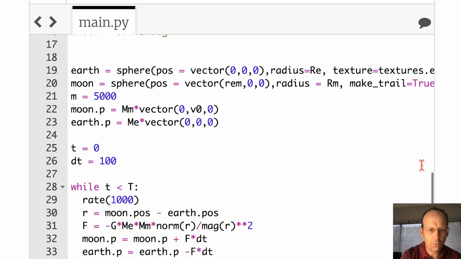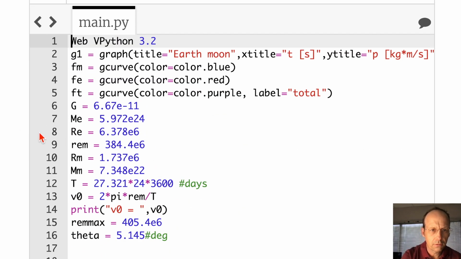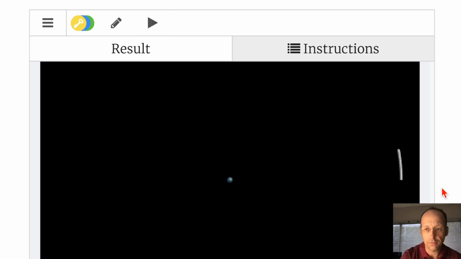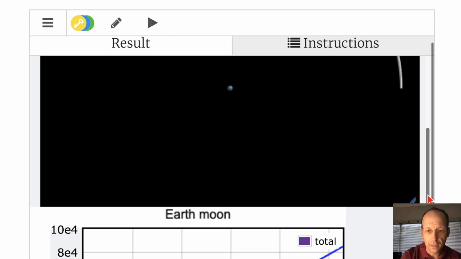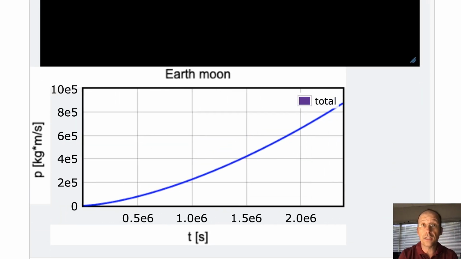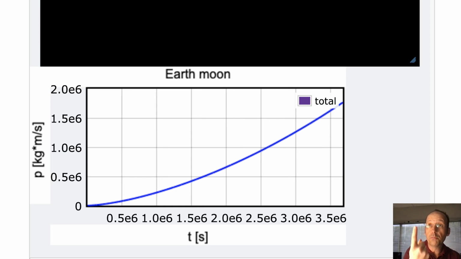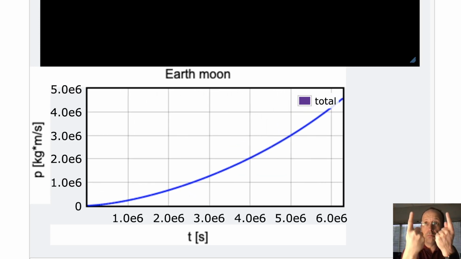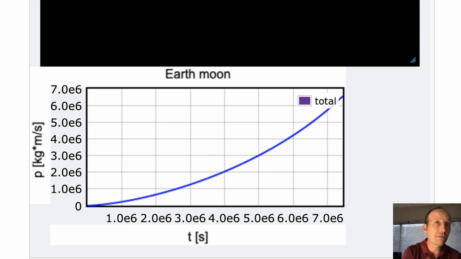Okay, it should still work. Let's try running it again. Maybe it's just the internet. Okay, there it goes. I don't care about that. I care about this. And you can see right here that the Earth does indeed move. Look at this. The moon's moving in the positive direction, and so is the Earth. They're both moving up. Okay, but it does indeed move.